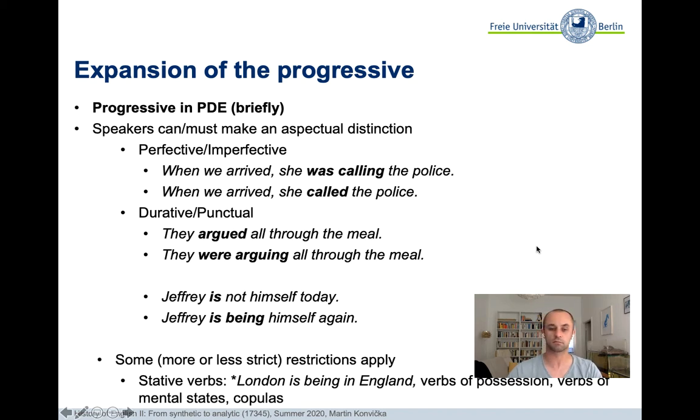But then there are also some more or less strict restrictions for verbs that can appear in this progressive construction and which cannot. For example, stative verbs such as London is being in England would not really be used in the progressive form, or verbs of possession like I am having a brother. That would also be off. Right, but basically, it can be used in all sorts of contexts in present-day English. But this was not always the case, right?